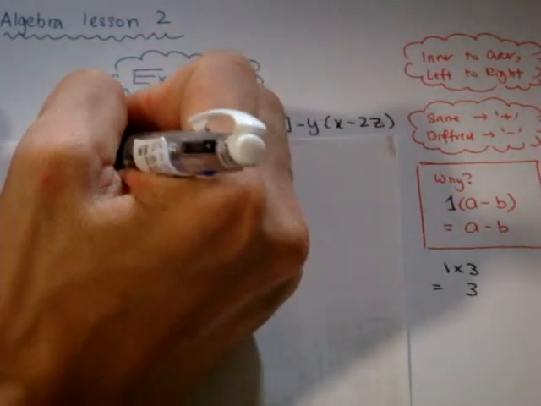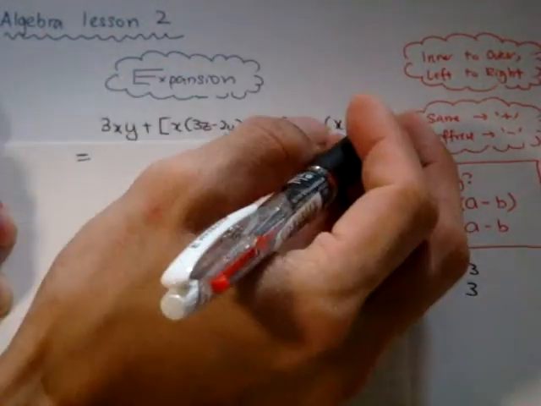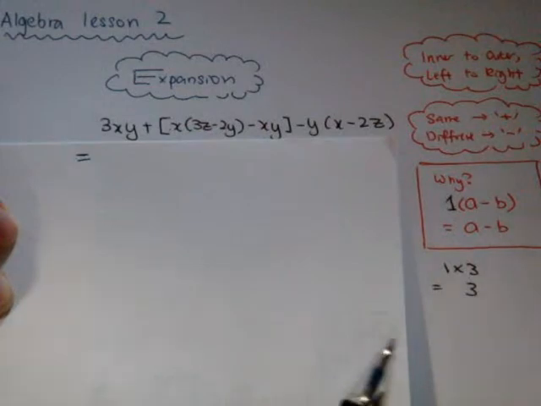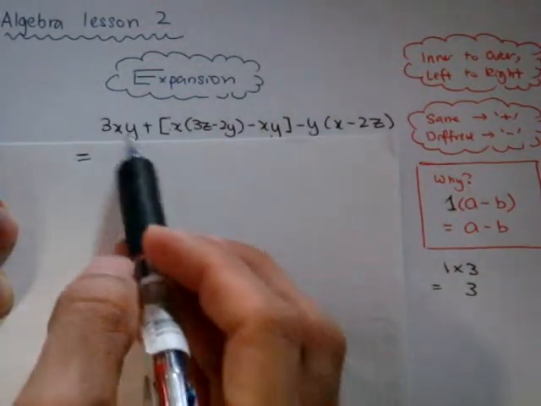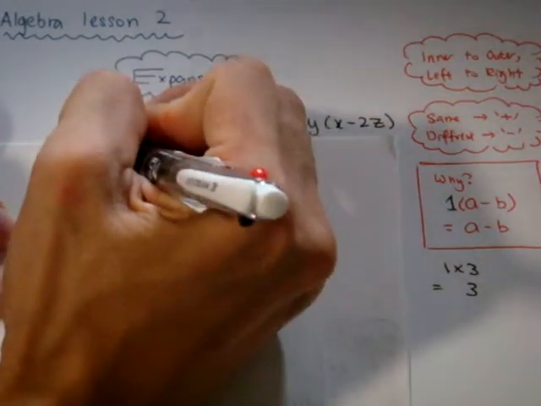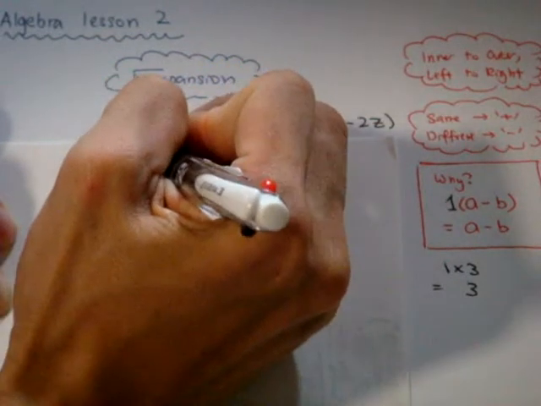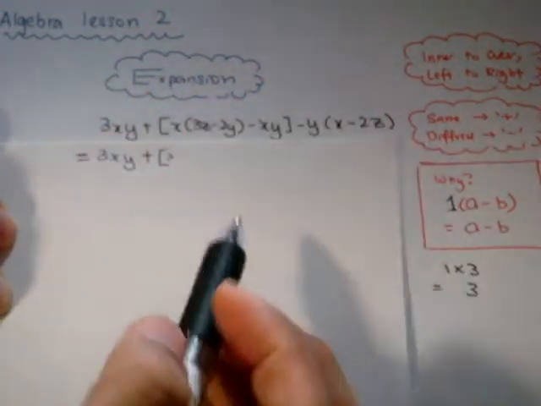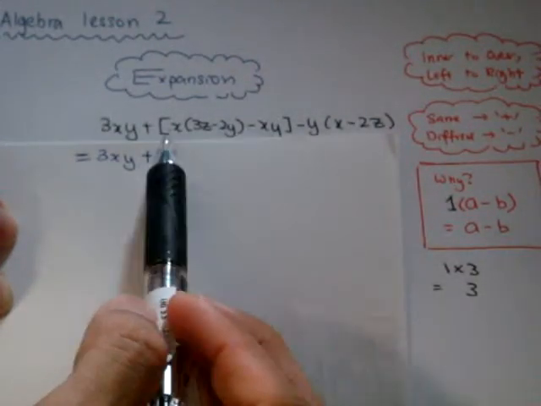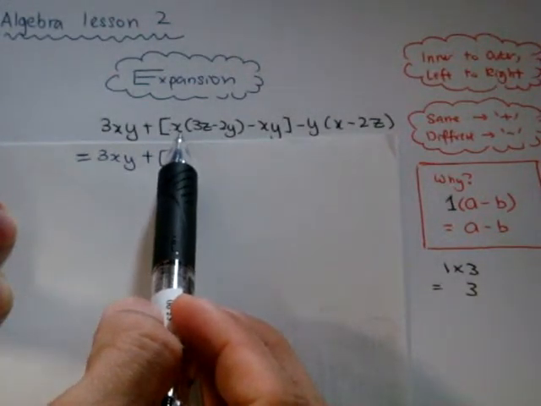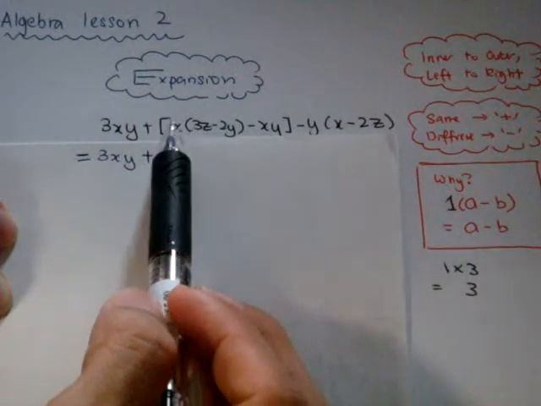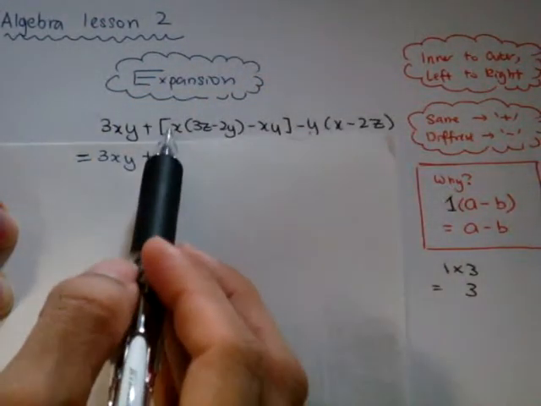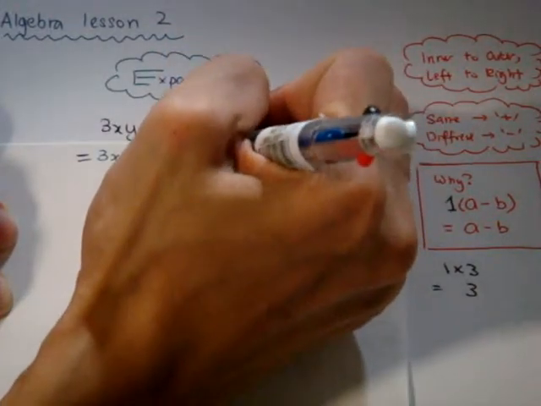So first of all, remember to scan from left to right, and go step by step patiently, okay? Whichever part has no bracket, just copy down. After that, come to here. You've got to do it slowly. Talk about the number first. 3 times 1, okay, is 3. X times Z is XZ.